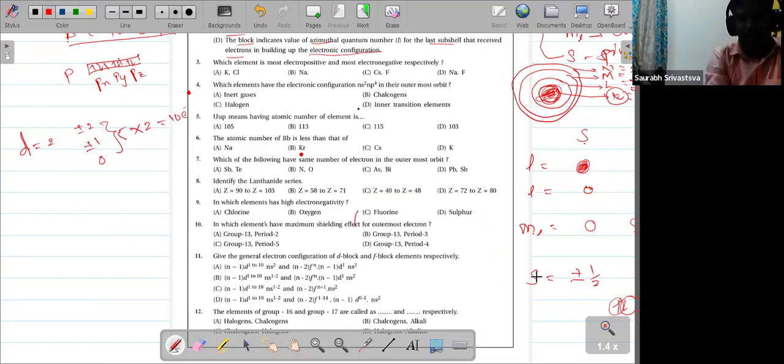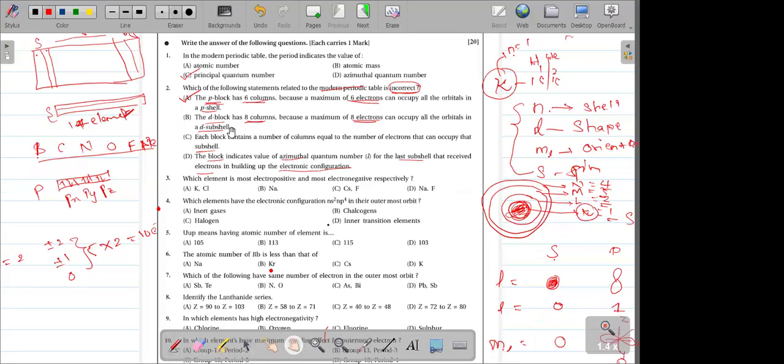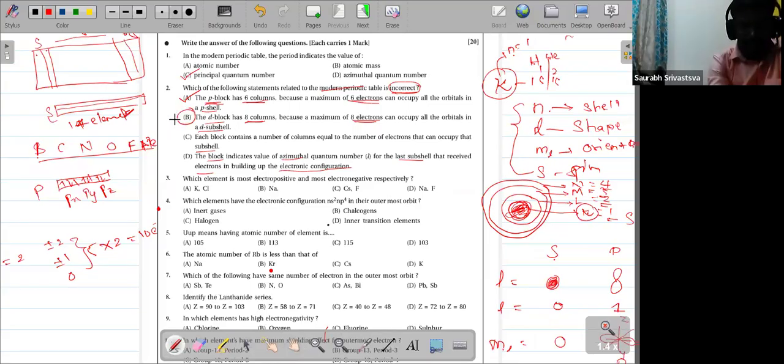But here they have given 8 electrons in the D subshell. So that's why this option is the incorrect option. So this is the only incorrect option, which means according to the question, we have to select B as the correct answer.